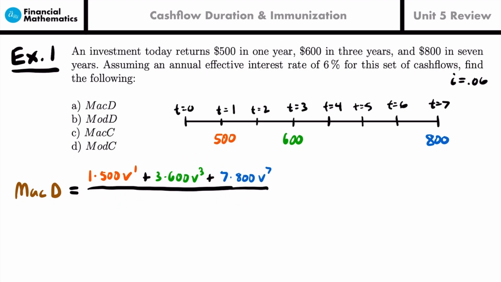Now in the denominator, we're just going to have the present value of these cash flows. So it's exactly what we have up here, except we won't be multiplying each cash flow by the time at which they are made.